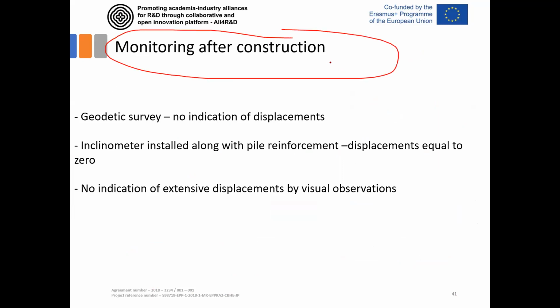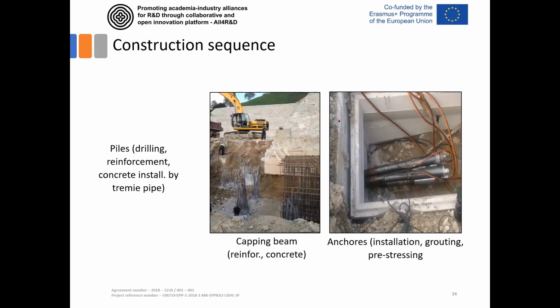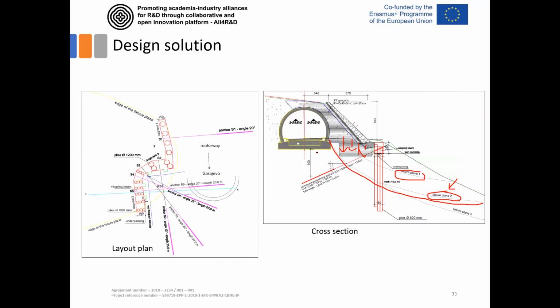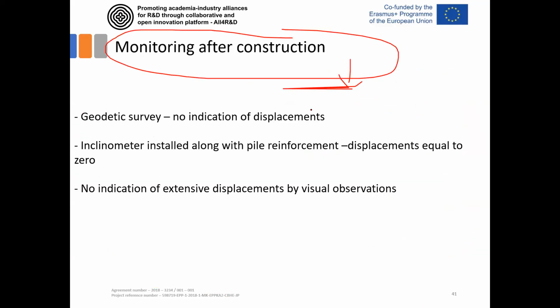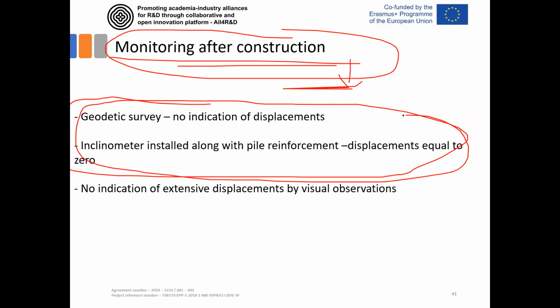What I would also like to mention is that monitoring was applied here, and actually one inclinometer was installed in one of these piles constructed here. I think it was here. During the installation of these piles, an inclinometer was installed inside the reinforcement cage, and the initial reading was performed after the construction. Later, after half a year and 1 year, a few series of measurements were also applied, and no indication of any displacement was observed.